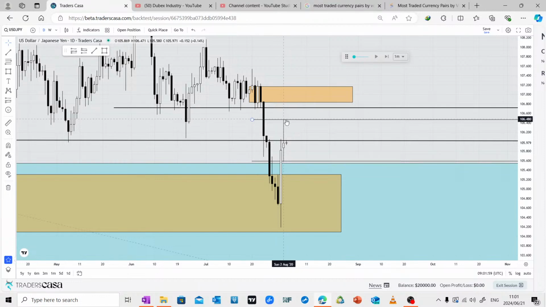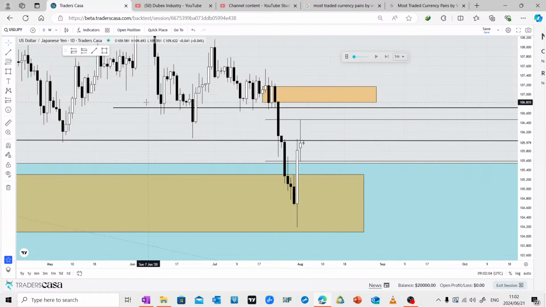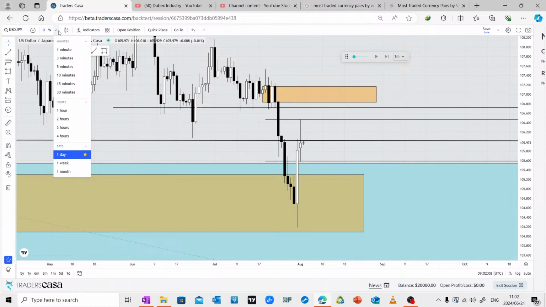Now what have we done here? We've left a buy side resting there, where people might want to sell short. So let's jump into the 4-hour time frame.